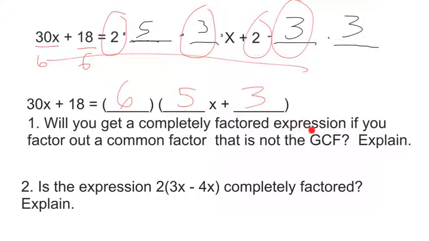Will you get a completely factored expression if you factor out a common factor that is not the GCF? Raise your hand if you have an answer for that one. Eve? No, you would not. That is correct. Can anybody explain why? Well, if you don't factor out the GCF, then there would still be a common factor left between the numbers.